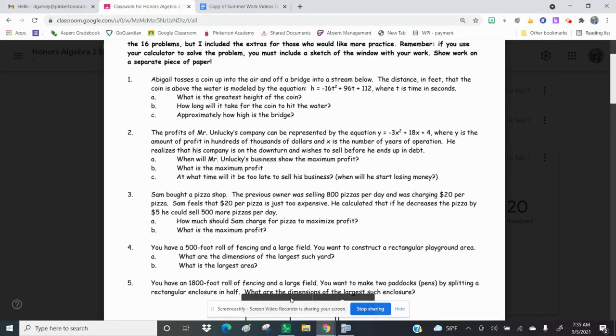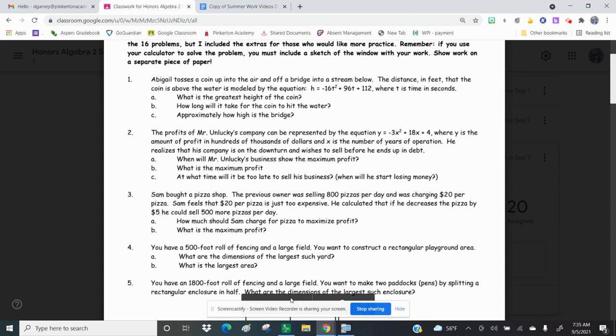So let's go back to this homework. Let's just take a look at number 3. Sam bought a pizza shop. The previous owner was selling 800 pizzas per day and was charging $20 per pizza. So that's what's happening right now. They're selling 800 pizzas at $20.